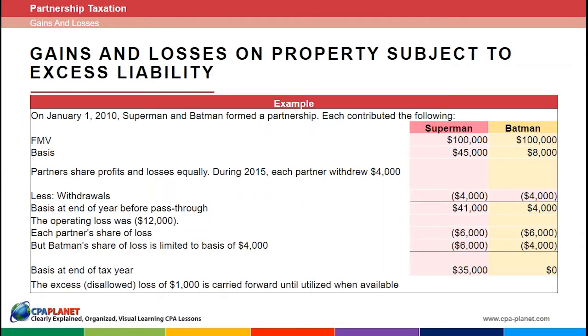So then when you recalculate the basis at the end of the tax year, Superman would still have $35,000 in basis and Batman would have $0. And then the excess loss of $2,000, the $4,000 and $6,000 difference, is carried forward until Batman is able to use it, until his basis recovers.